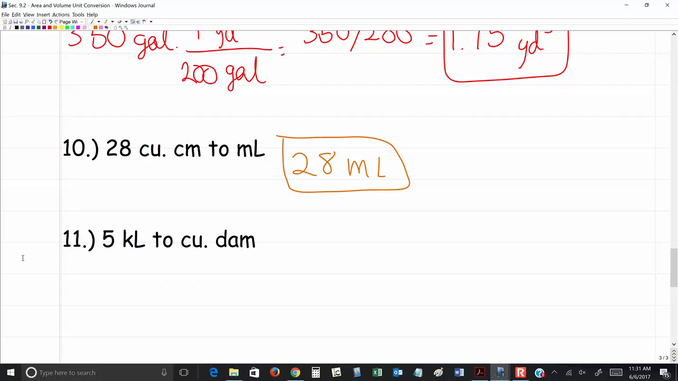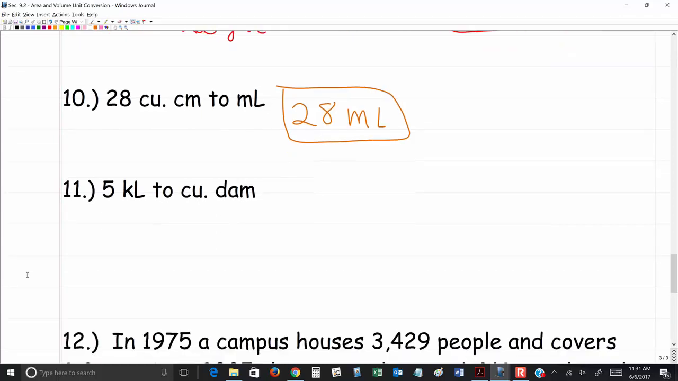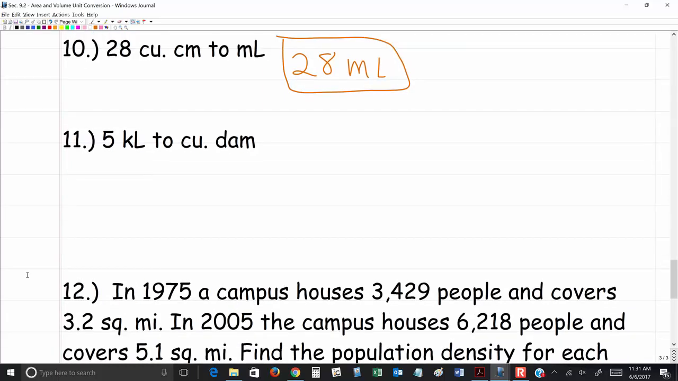Okay. Let's see, number 11. Okay, I think this is going to be a long one. 5 kiloliters. Okay. Do we know anything about kiloliters on here? No. The only thing that we have that's related to liters at all is the milliliters. So that's what we're going to use. So we're going to eventually convert from kiloliters to milliliters.